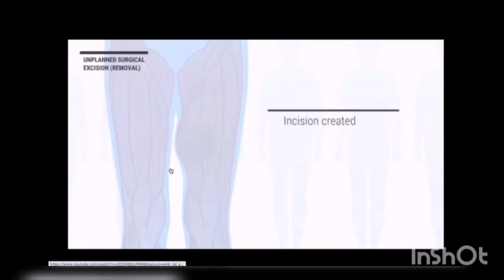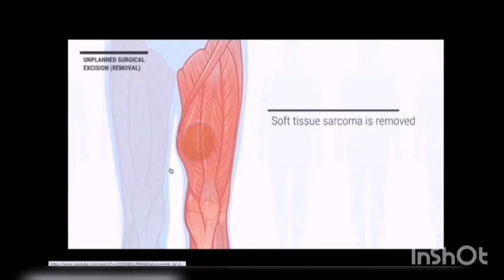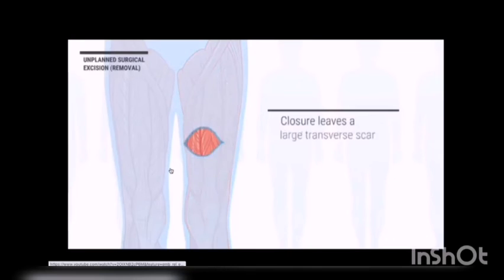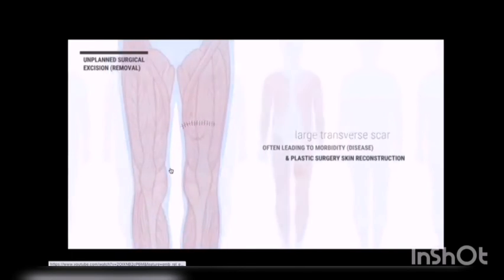First, the incision that is created using improper surgical technique often makes a large transverse skin defect. Secondly, when the soft tissue sarcoma tumor is removed, the tumor is often excised without a large enough tumor-free tissue margin, which will leave cancerous tumor cells behind in the body, leading to an increased chance of recurrence of the soft tissue sarcoma and requiring later removal of the contaminated tissue. The closure also leaves a large transverse scar on the thigh, often leading to unnecessary morbidity and plastic surgery skin reconstruction.